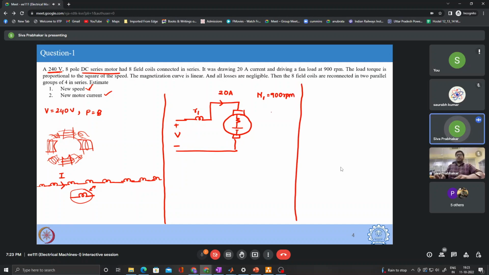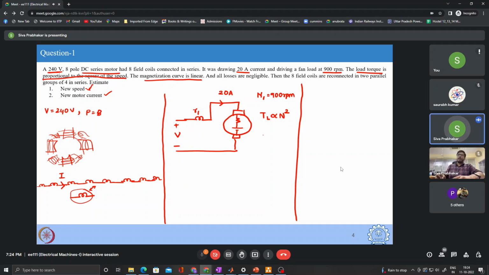Now the load torque, which I am representing as TL, is proportional to speed. That is the condition given to us. And the magnetizing curve is linear. This is an important point, so let me mark which are important. 20 ampere current is given, and the fan load at 900 RPM, so N1 I am taking as 900 RPM. The load torque is proportional to the square of the speed, so TL is proportional to N square. I had missed that, but it is also given to you.